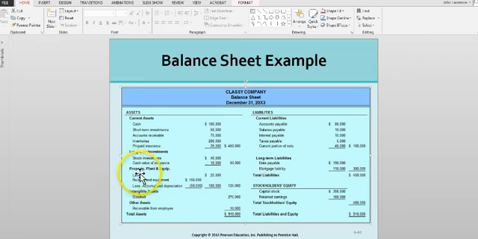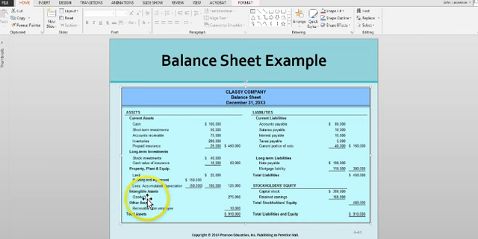Coming next would always be your property, plant, and equipment: any land that you may own, any building and equipment you may own, and your accumulated depreciation, which of course is a contra account, reducing that. And then towards the bottom of your asset side, you're going to have your other assets and your intangible assets.